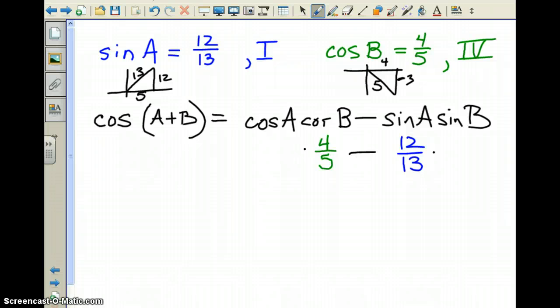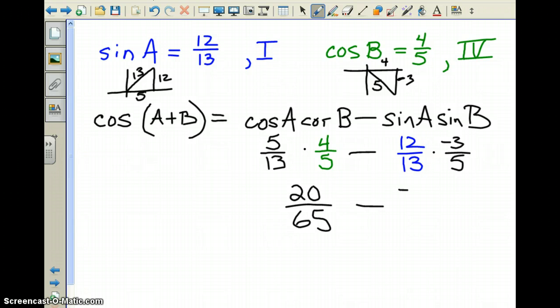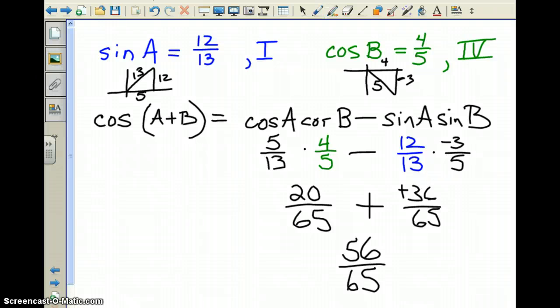And now we're going to use our triangles to come up with the cos A and the sin B. The cos of A is the adjacent over the hypotenuse on the first triangle, which is the 5/13. And on the second triangle for angle B, the sine is the -3/5. And now again, we just multiply the fractions. 20/65, -36/65. And now when I add the opposite, this is actually going to be 20 plus 36, 56 over 65.